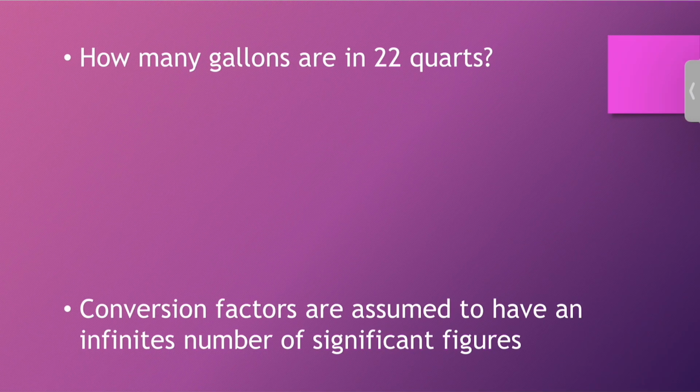Let's look at another basic example. How many gallons are in 22 quarts? Again, the first thing we want to identify is our conversion factor. In this case, 1 gallon is equal to 4 quarts. Then we are going to take our starting amount, 22 quarts, and put it over 1.